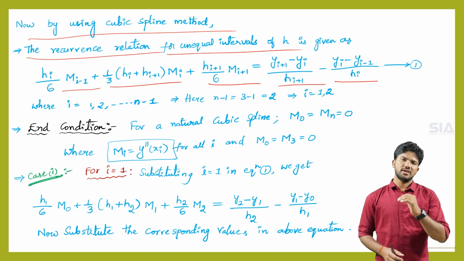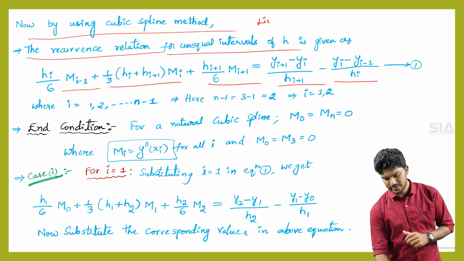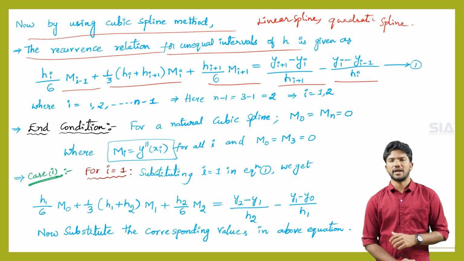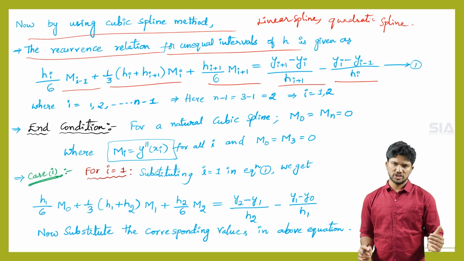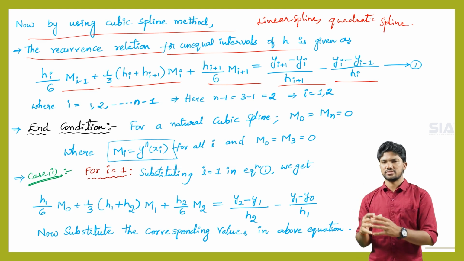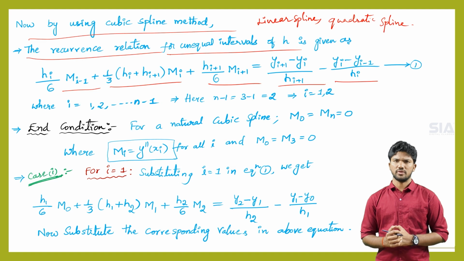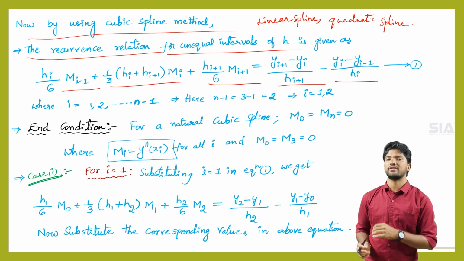Basically in this cubic spline we have linear spline, the second one is quadratic spline, and the third one is cubic spline. The formula for linear spline is a little shorter, quadratic is a little longer, but cubic is this big. That is taken as equation number 1. So that is the total formula, the recurrence relation for the cubic spline for unequal intervals.